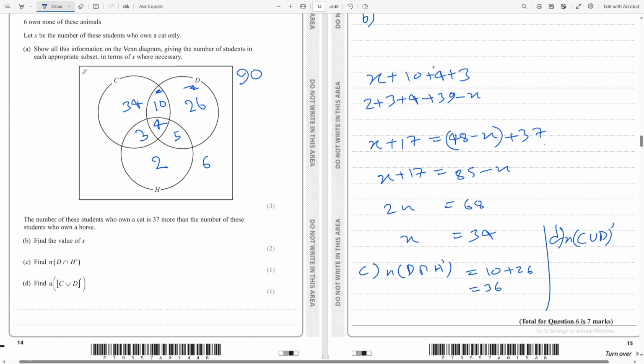Question D tells us to find C union D prime. C union D prime is basically all the numbers that are outside C and D. So the numbers are 2 and 6, so we write 2 plus 6, which is 8. So this is the answer for question 6: B, x equals 34, C, which is 36, and D, which is 8.